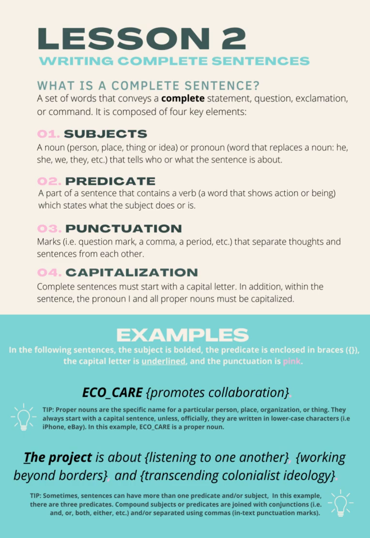First, subject: a noun or pronoun that tells you who or what the sentence is about. A noun is considered the person, place, thing, or idea, and a pronoun is a word that replaces a noun, for example, he, she, we, or they. Number 2, predicate: a part of a sentence that contains a verb, which states what the subject does or is. A verb is a word that shows action or being.